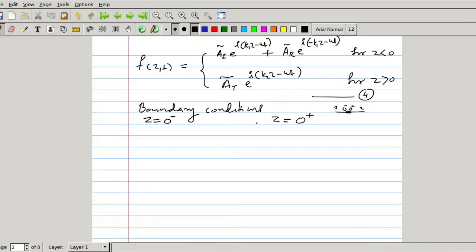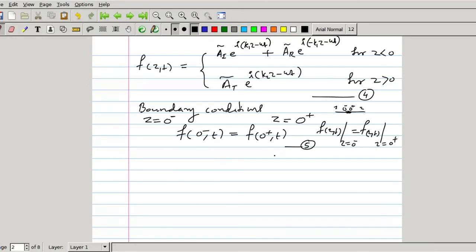If there is no break at the node, then the displacement at these two points will be the same. So we can write mathematically that f(z,t) at z equal to 0 minus will be the same as f(z,t) at z equal to 0 plus. So we can write f(0 minus, t) is equal to f(0 plus, t). So this is the first boundary condition, equation number 5.